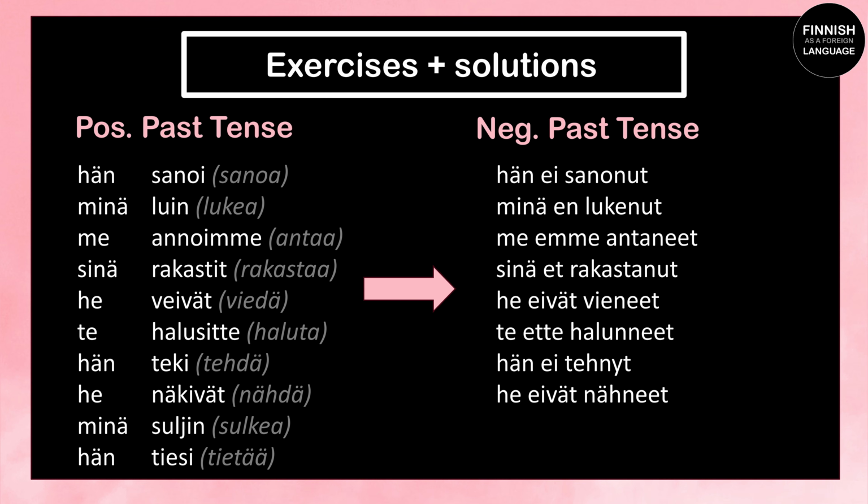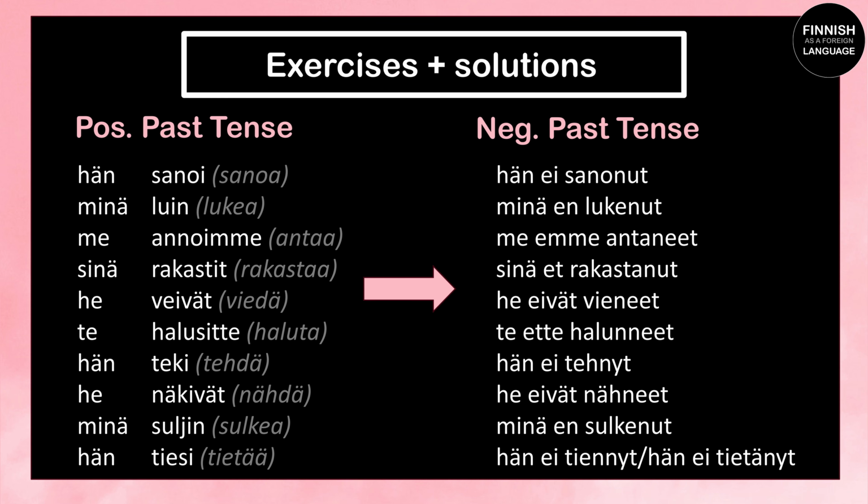Next one. Minä suljin. I closed. The negative imperfect is, that's right. Minä en sulkenut. And our last one. Hän tiesi. He knew. The negative imperfect is, that's right. It's either hän ei tiennyt or hän ei tietänyt.